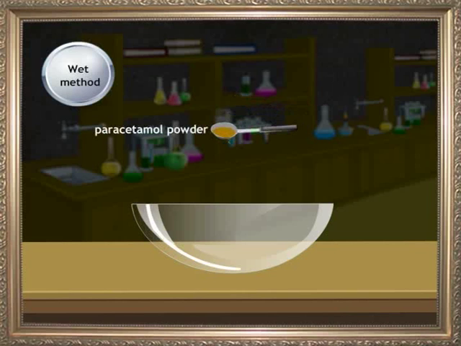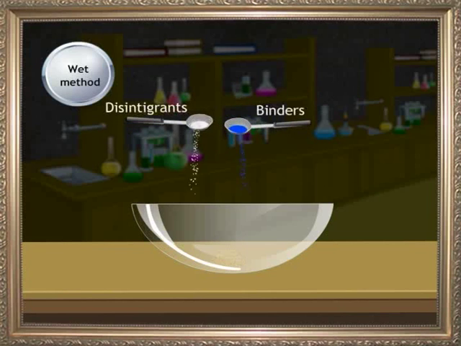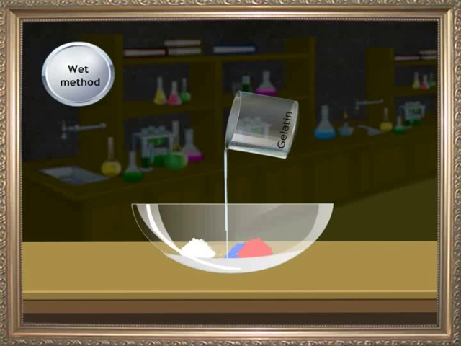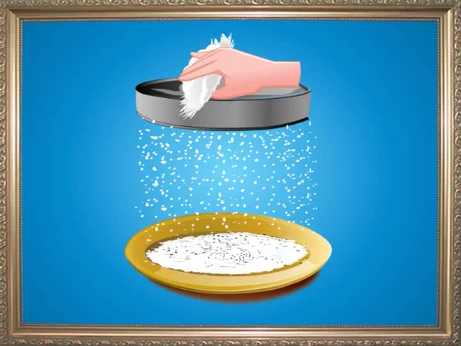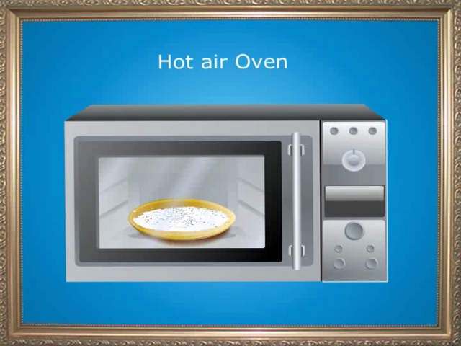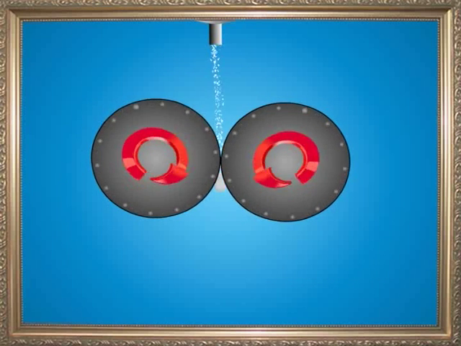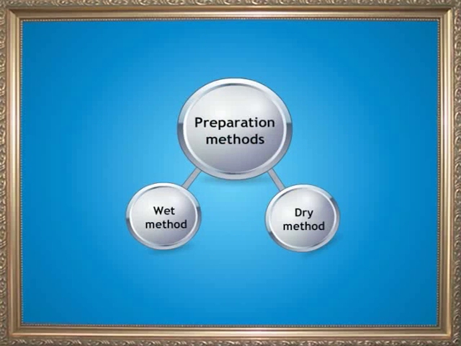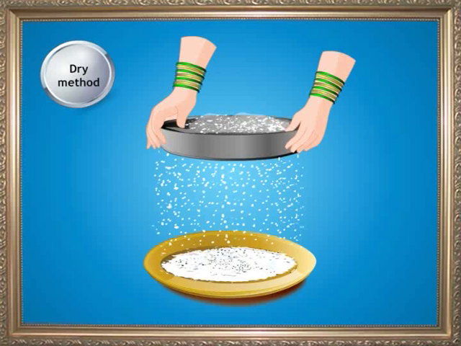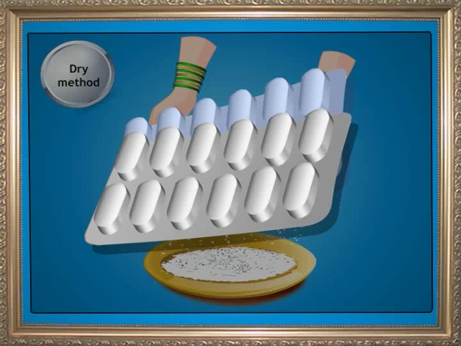In the wet method, the powdered drug and other necessary ingredients are dispersed with gelatin and then screened through a mesh sieve. And then the granules are dried on trays in hot air ovens and compressed to get tablets. In the dry method, the ingredients are granulated and then screened through a mesh sieve and then finally compressed and packed as tablets.